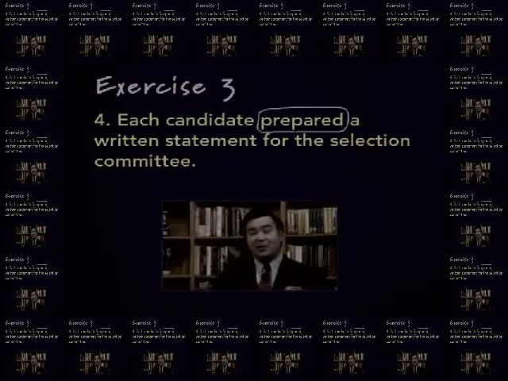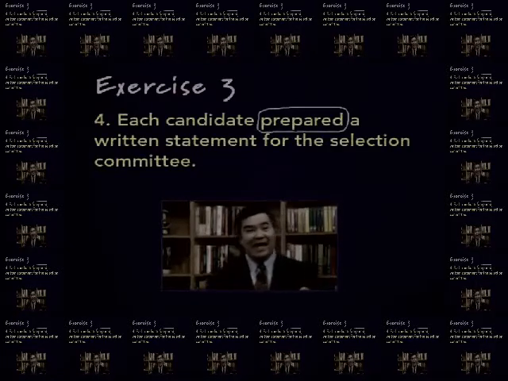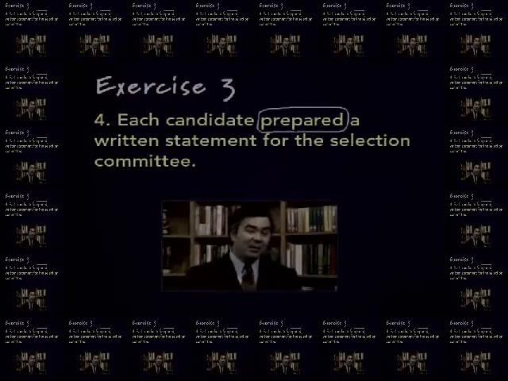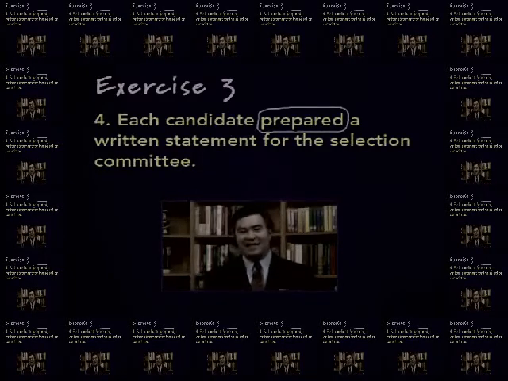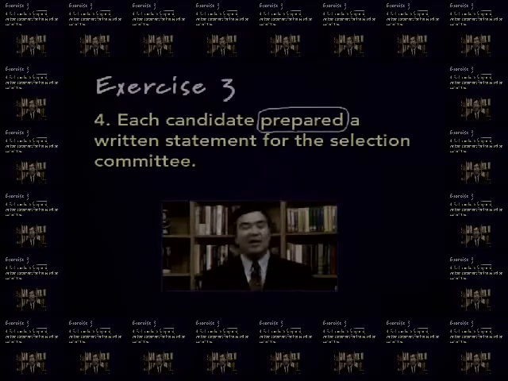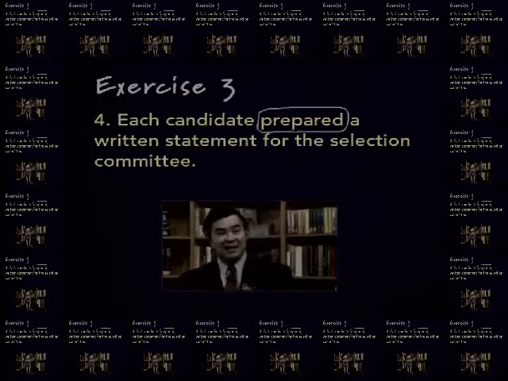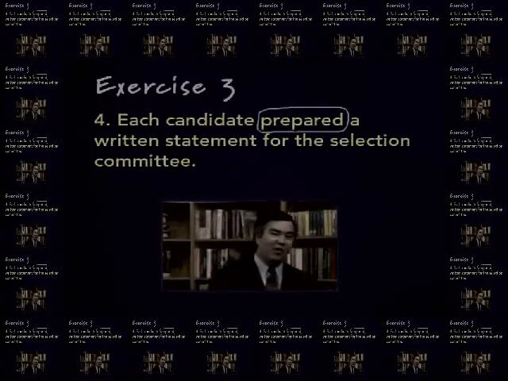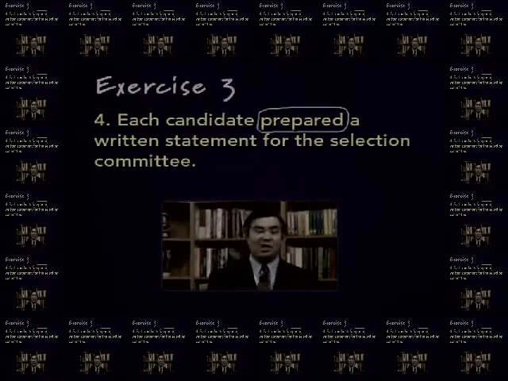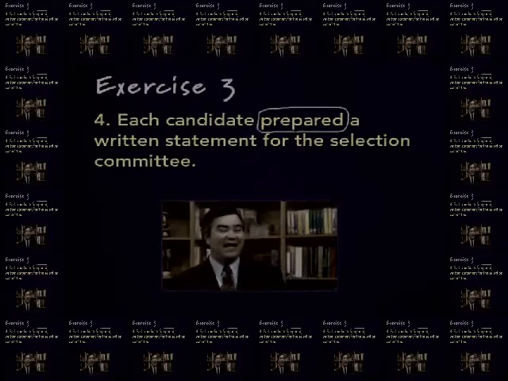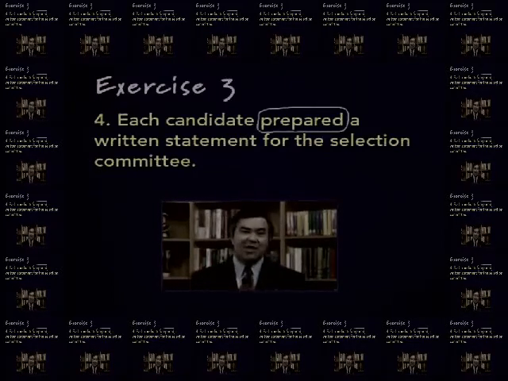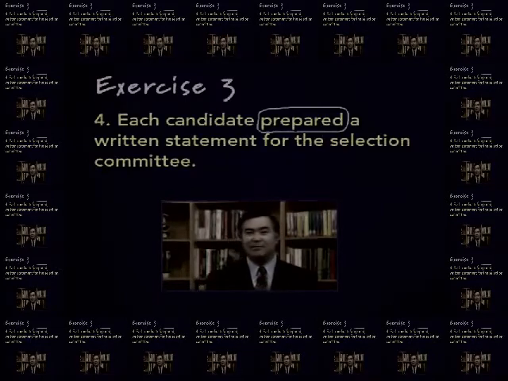Once again, as in a previous example, we have an answer to the question for whom the statement was prepared, but it appears in the form of a prepositional phrase at the end of the sentence, rather than as a true indirect object. So the selection committee is the object of the preposition for, and that's simply a prepositional phrase that gives more information about the action. It really doesn't serve grammatically as an indirect object. So this sentence is another example of one that doesn't contain an indirect object.